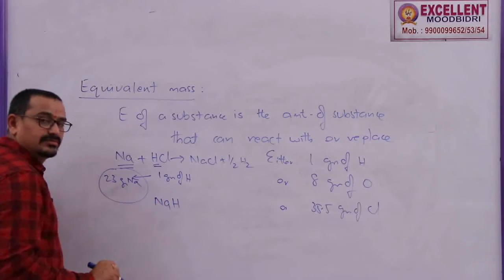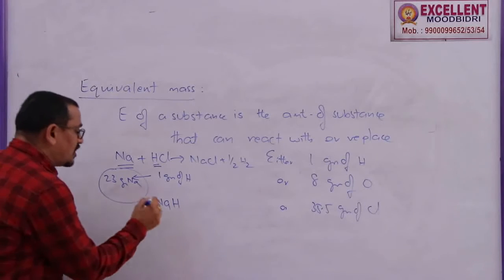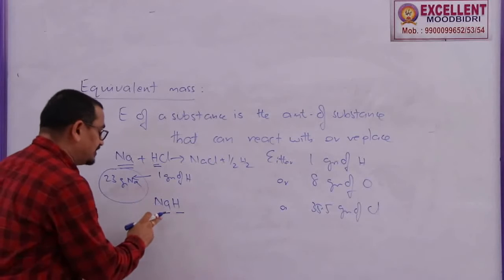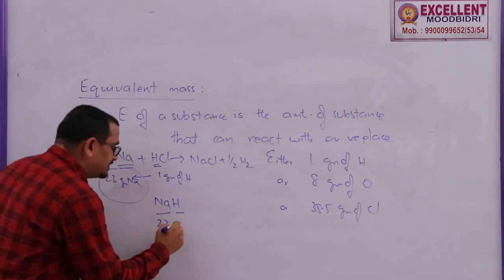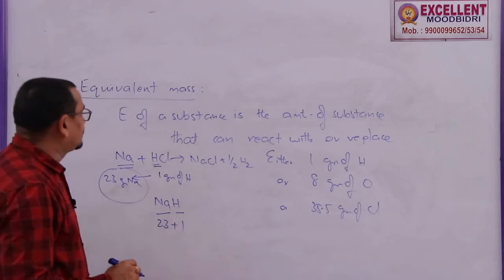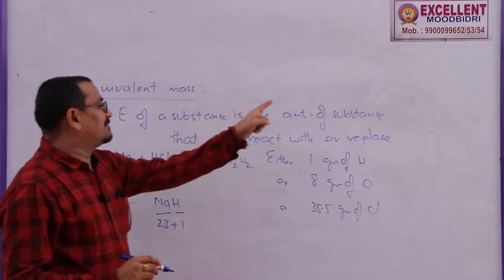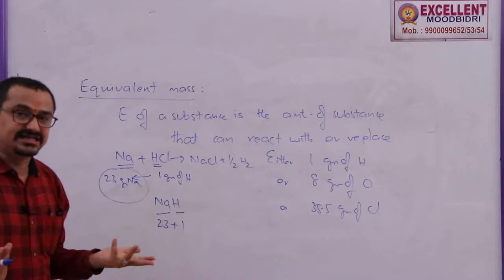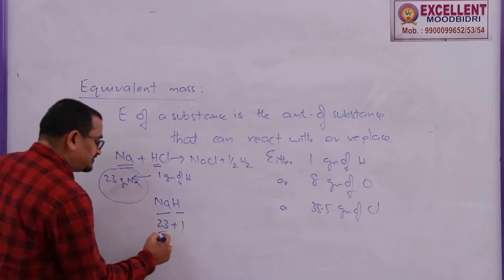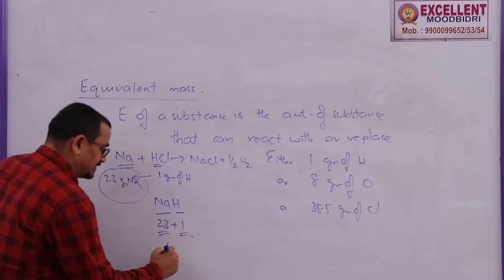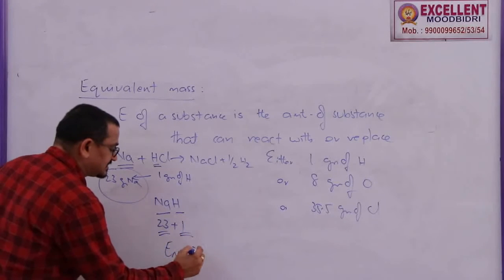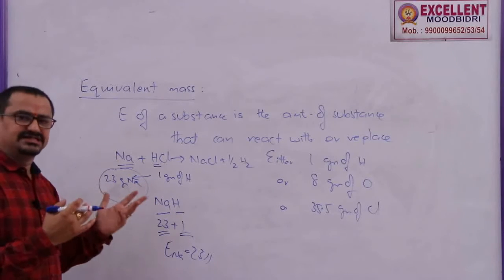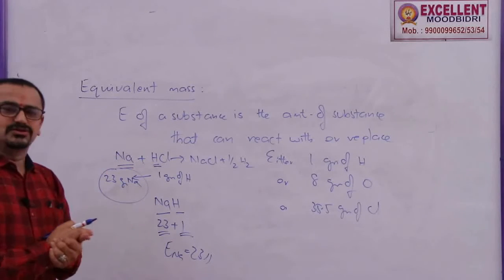NaH. In this example, what mass of sodium is reacting with what mass of hydrogen? 23 grams combined with 1 gram of hydrogen. According to the definition, the amount of substance that can react with 1 gram of hydrogen is said to be its equivalent mass. As 23 combined with 1 gram of hydrogen, the equivalent mass of sodium is given as 23. Like this, we may get some questions on the equivalent mass concept also.